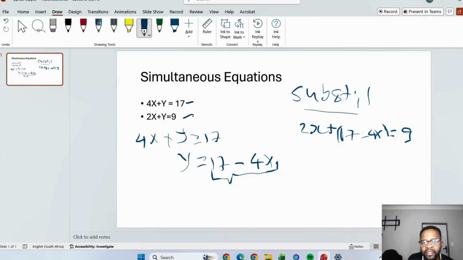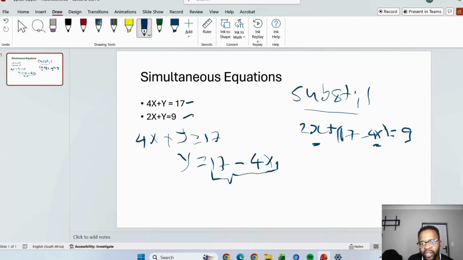In this case, now we've got only x here, so it's easy to actually resolve this now. In fact, we don't really need to put the brackets. There was no need to actually put the brackets. I was just putting it between brackets to try and explain that our y value is 17 minus 4x. So let's go and resolve this.